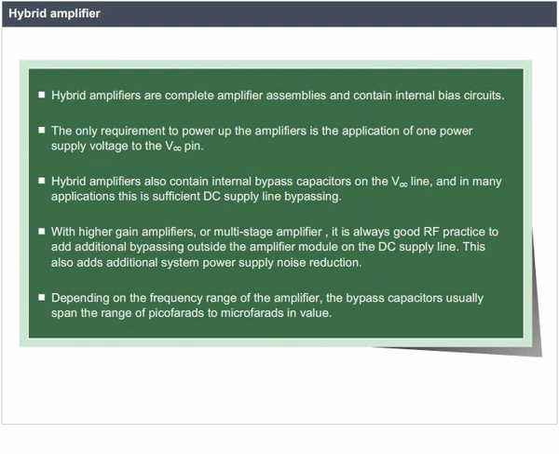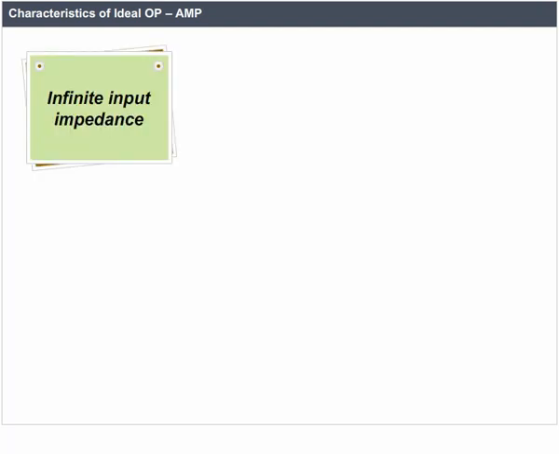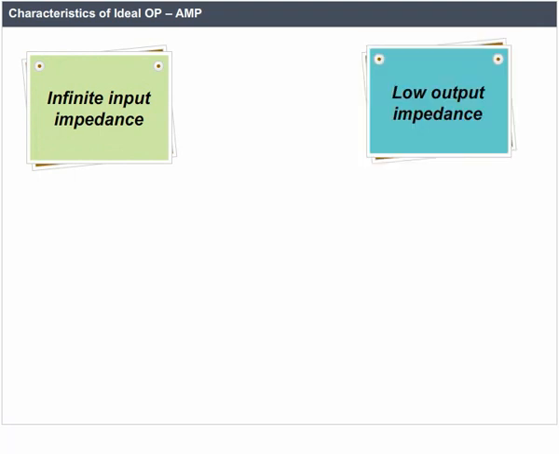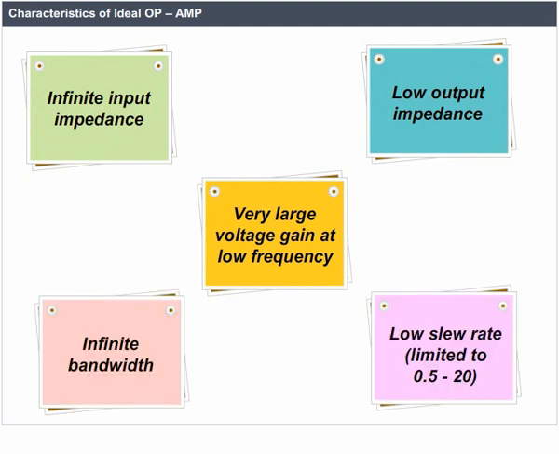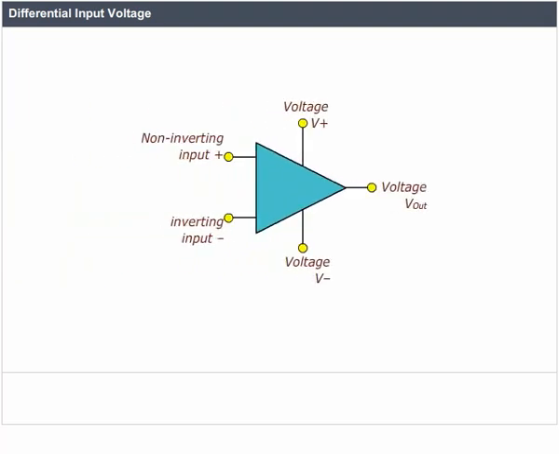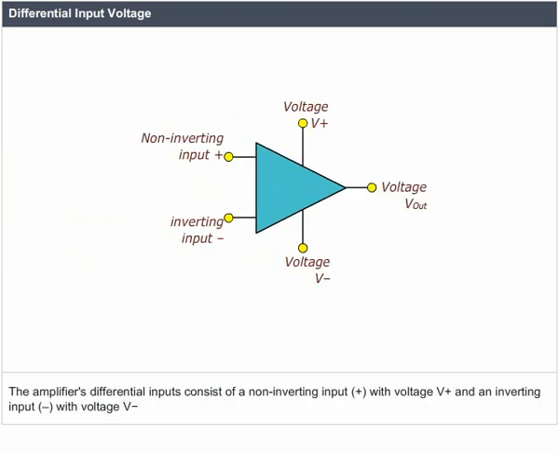Characteristics of an ideal op-amp: infinite input impedance, low output impedance, very large voltage gain at low frequency, infinite bandwidth, and low slew rate limited to 0.5 to 20. Differential input voltage: the amplifier's differential inputs consist of a non-inverting input plus with voltage V plus and an inverting input minus with voltage V minus.